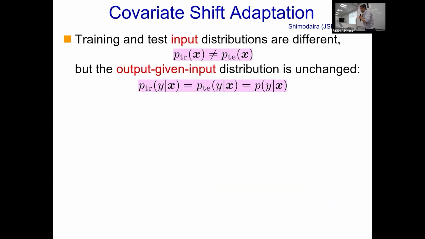For now, let me focus on the simplest problem, called covariate shift. This was first proposed by Shimodaira, a professor at Kyoto University, more than 20 years ago. Training and test input distributions are different, so P(X) changes. But the output given input distribution, P(Y|X), does not change between training and testing.